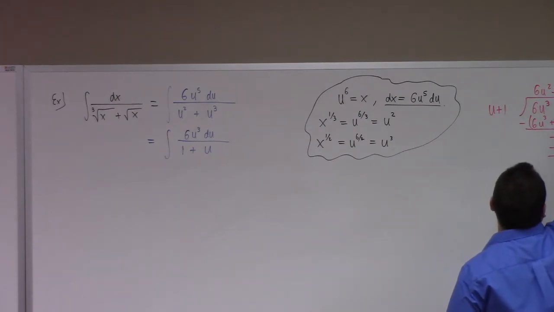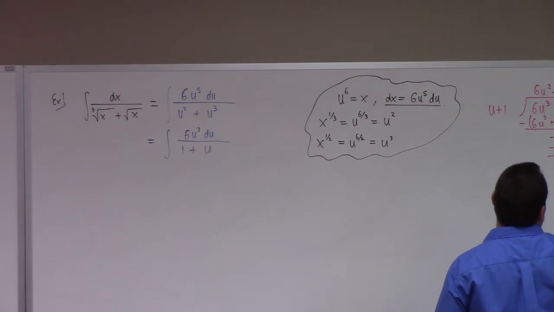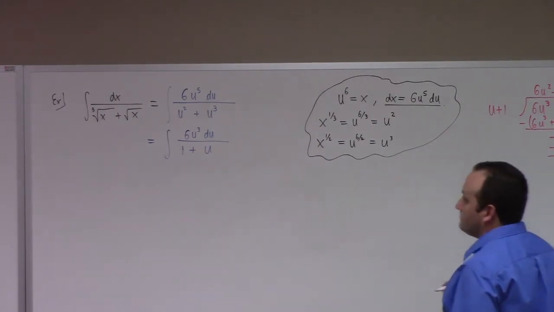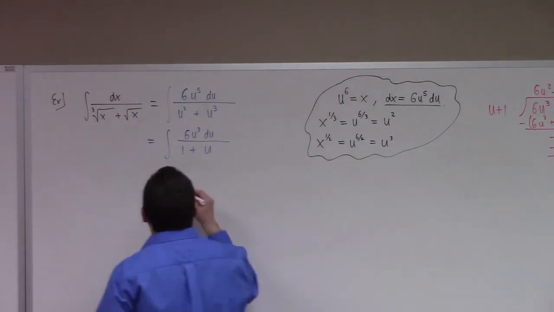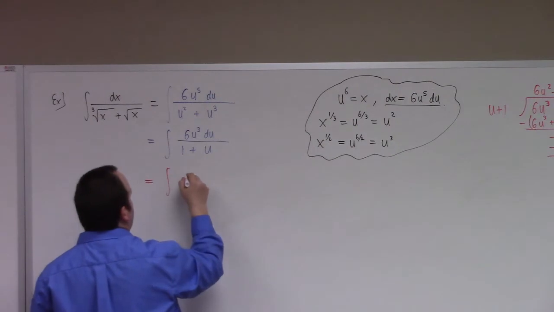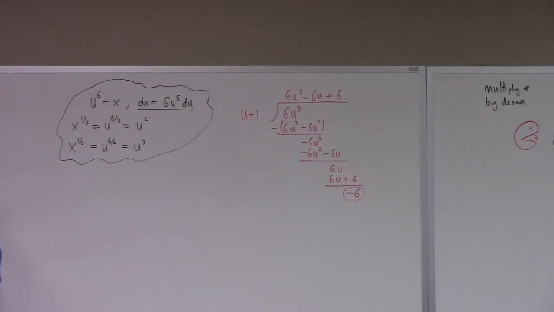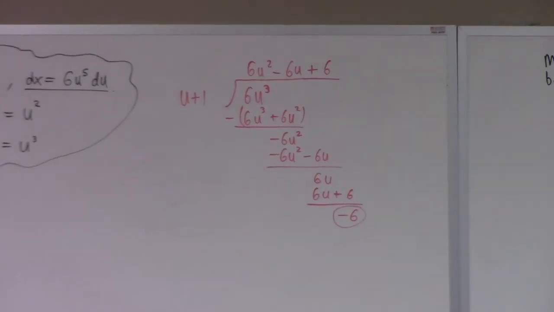Plus 6, right? And so that gives me 6u plus 6. So apparently minus 6 is my remainder. So what I have here is the integral of 6u squared minus 6u plus 6 minus 6. A lot of 6's in this problem, plus 1 over u du.